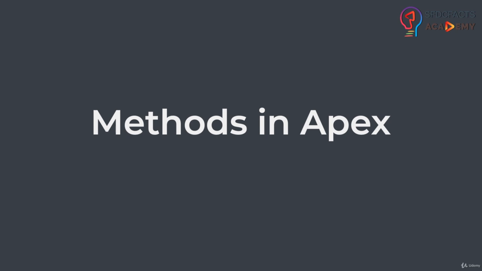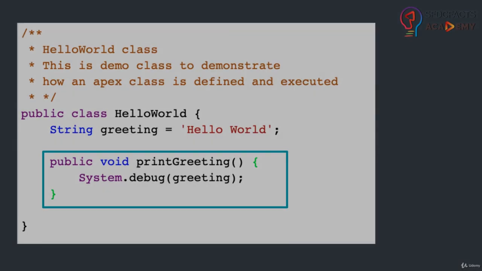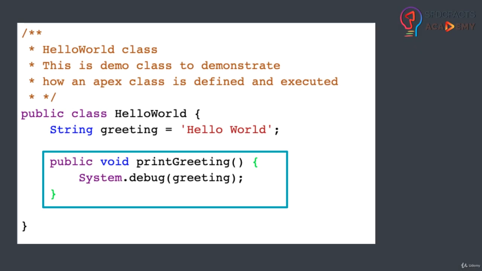Now let's talk about methods or functions in Apex. We have already seen an example of a method in our Hello World class, and the method that we defined there is print greeting, which had a simple debug statement to print Hello World.